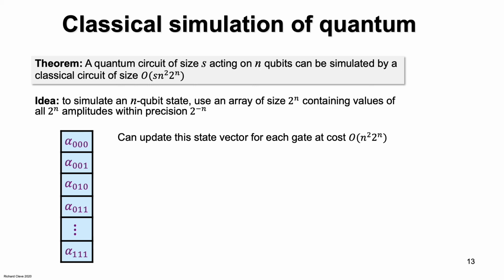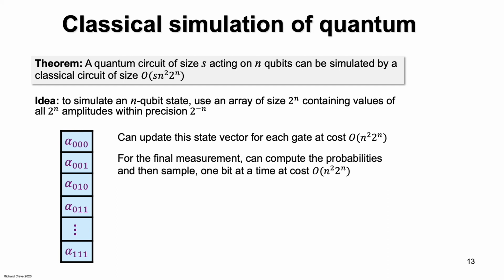What about the measurements? For this, we compute the absolute values squared for each entry. Again, that's 2 to the n arithmetic operations. At this point, the entries of the array are the probabilities after the measurement. The output of the quantum circuit is not the probabilities. It's a sample according to the distribution.